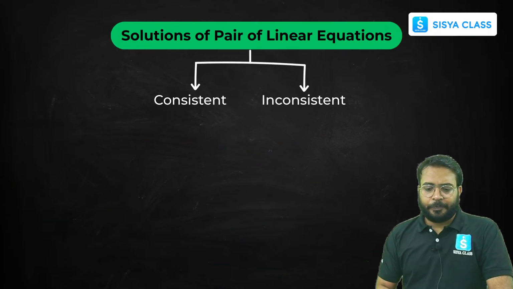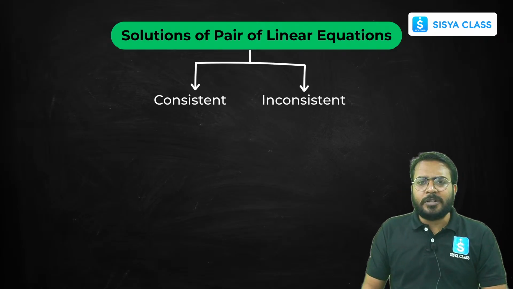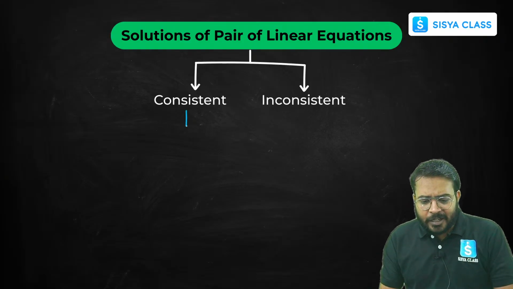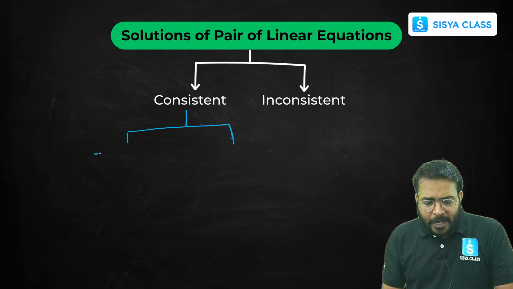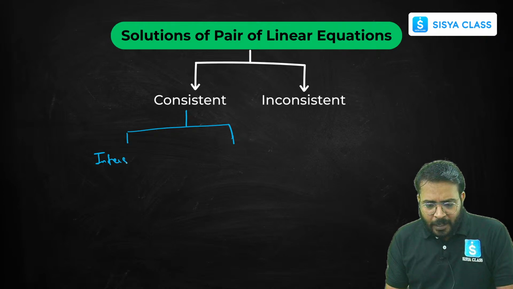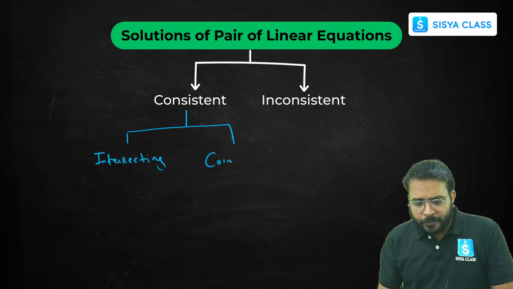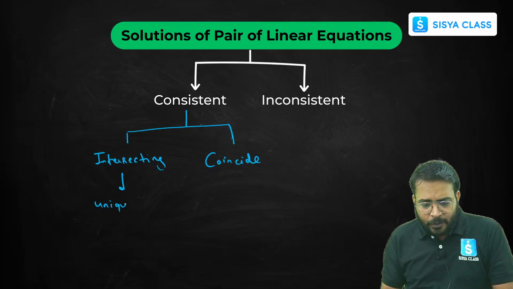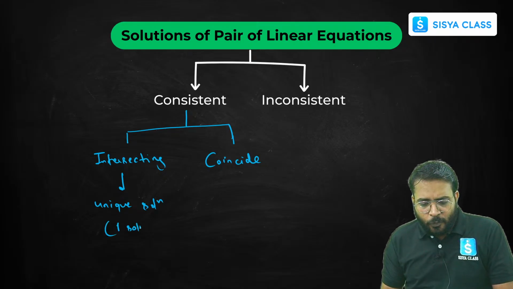Now, solutions of a pair of linear equations. Whenever they ask about the solution, it means whether the equations are going to be consistent or inconsistent. Consistent here has two types: either they can be intersecting, or they can coincide. If they are intersecting, we will say that it has a unique solution. Unique solution means only one solution.